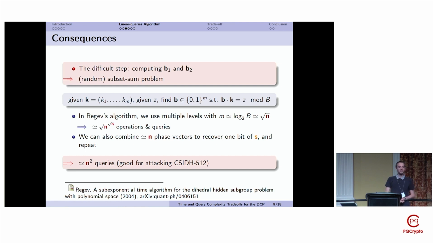But you can also be very aggressive on the query complexity, and you say, well, I will just combine n phase vectors, and I want to collapse immediately, I want to obtain immediately a single, fixed value of the label. And with this, I will recover 1 bit of s and repeat afterwards for the other bits. And you obtain basically an algorithm with n^2 queries, but a larger time, of course, because you need to solve a large subset sum instance. But that's a very good trade-off when you attack CSIDH-512, because CSIDH-512 has a very large cost for the oracle for computing this query. So you want to do as few queries as possible.